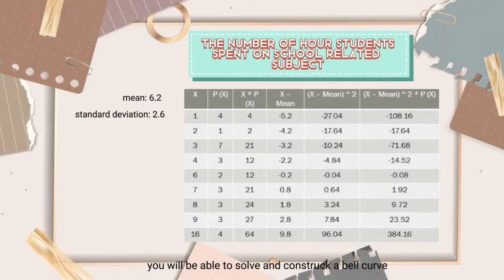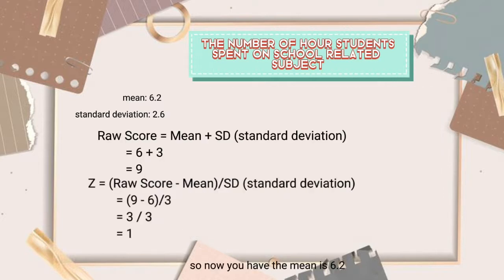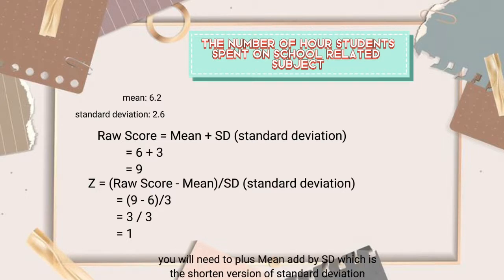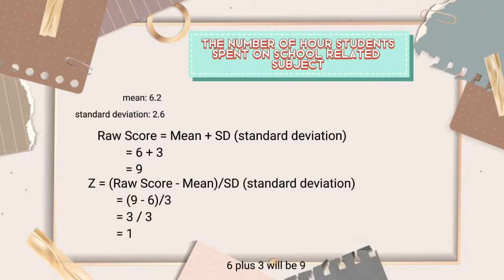Now that the mean and the standard deviation are there, you can construct a bell curve. The mean is 6.2 and the standard deviation is 2.6. First, round them to the nearest whole number: 6.2 becomes 6 and 2.6 becomes 3. To get the raw score, add the mean and the SD, which is short for standard deviation. 6 plus 3 is 9. Now the raw score is 9.